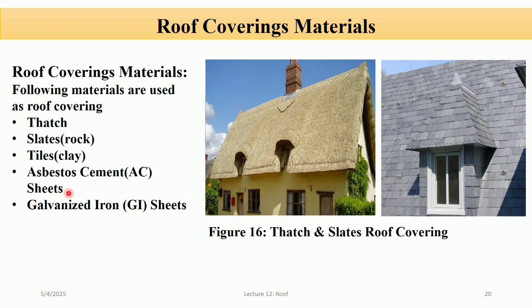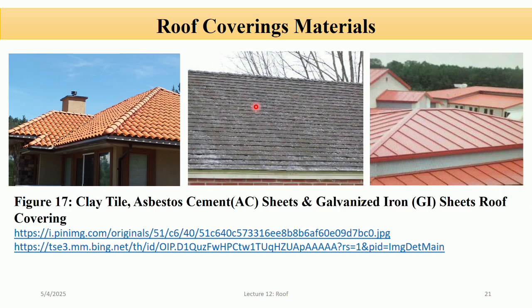It is a mix of asbestos fiber and cement pressed into sheets, and it is used in industrial sheds, rural buildings, and low cost housing. You can see in the figure, this is an asbestos cement sheet. It has fire resistance, is lightweight, and cheap, but the disadvantages of these roofs are the health hazard due to asbestos, and it can become brittle and crack over time.